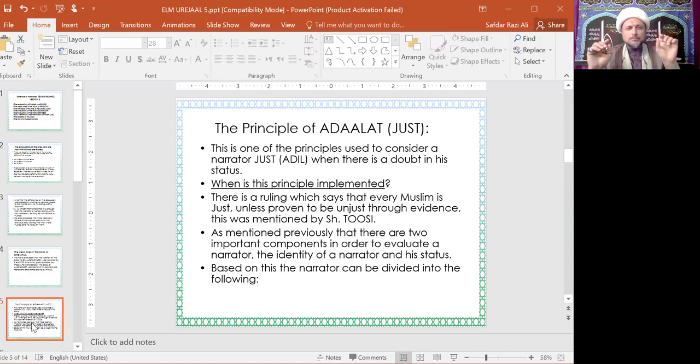Then we have a known person. He is known in the biography. In this case, we have two sections as well. In one, ulama Rijal mentioned him and said that we don't know anything about his status. In another case, they said that he is known to be of a certain character. So now we have this bifurcation, A and B, further divided into C and D. Okay? So let's see.